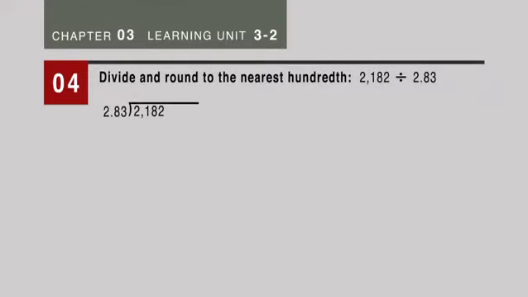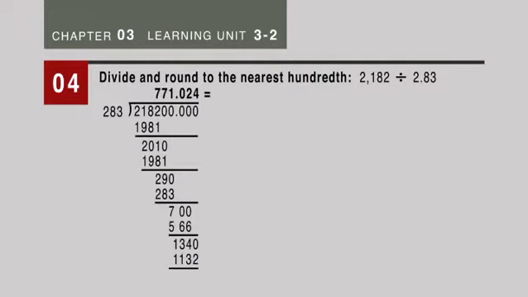Number 4, divide and round to the nearest hundredth. So in 4, the first thing we have to do here is to move the decimal 2 places to the right in the divisor, and also 2 places to the right inside the dividend. So here in case we're talking about 283 dividing into what? 218,200. And as you can see, the 283 will go into 2182 7 times with a remainder of 201.